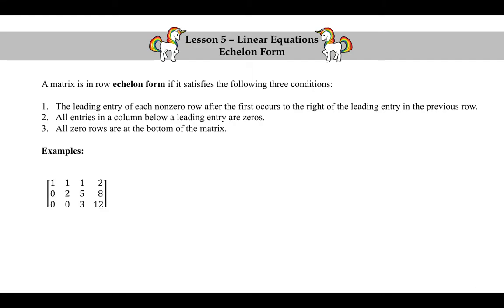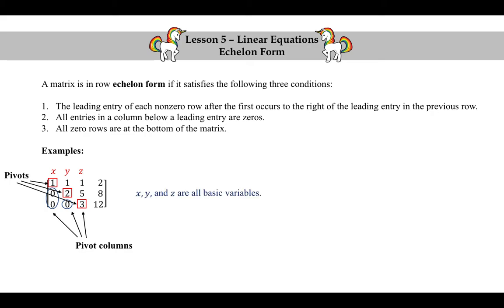Another example. The leading entries in this matrix are 1, 2, and 3. Notice how they move from left to right as we go from row to row, and below all the leading entries, we have all zeros. The columns correspond to, let's say, the variables x, y, and z. All three of those columns are pivot columns because there are pivots in each of them. The pivots are 1 in the first column, 2 in the second column, and 3 in the third column. x, y, and z here are all basic variables.